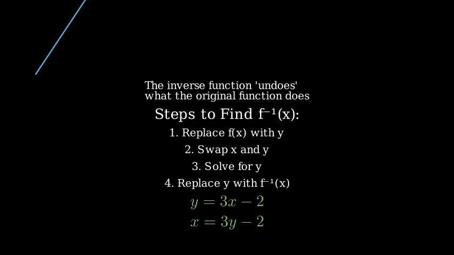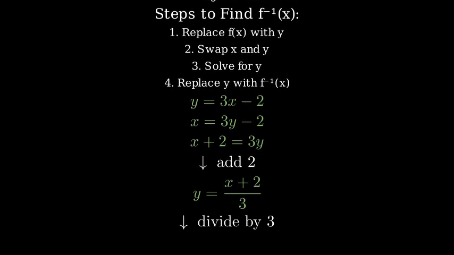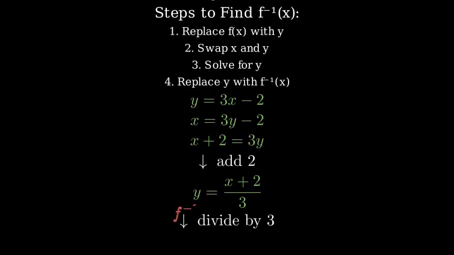First, add 2 to both sides. x + 2 = 3y. Then divide both sides by 3. y = (x + 2)/3. Finally, we replace y with f inverse of x to get our inverse function. f inverse of x = (x + 2)/3.